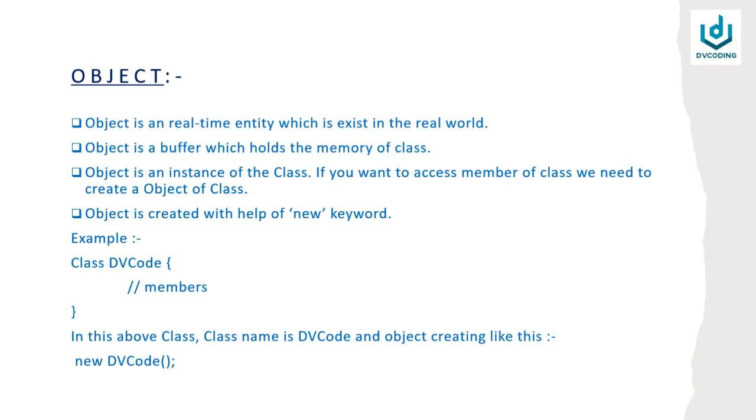Object. An object is a real entity which exists in the real world. An object is a buffer which holds the memory of a class. In other words, an object is an instance of the class. If you want to access a member of a class, we need to create an object of the class. An object is created with the help of the new keyword, for example class Dvcode. In the above, the class name is Dvcode and the object is created like this: new Dvcode.